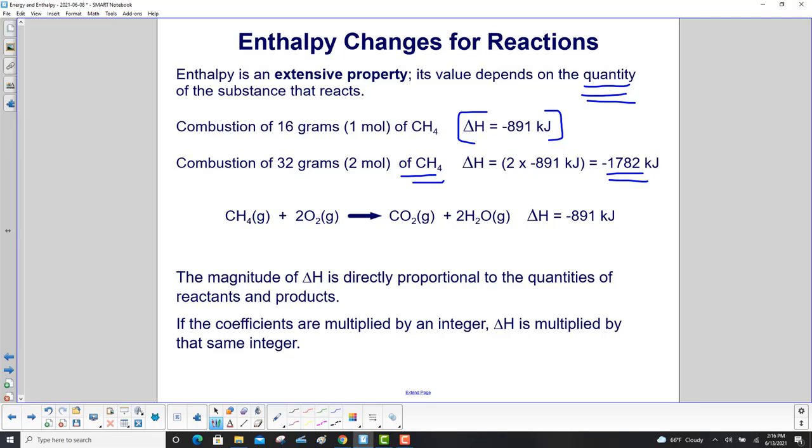The magnitude of the change in enthalpy is directly proportional to the quantities of reactants and products. If the coefficients are multiplied by an integer, delta H, change in enthalpy, is multiplied by that same integer. So in this case here, how many moles of methane do you see? Well, just one. There's an understood 1 in front of the CH4. So the delta H will be minus 891 kilojoules for that combustion reaction.